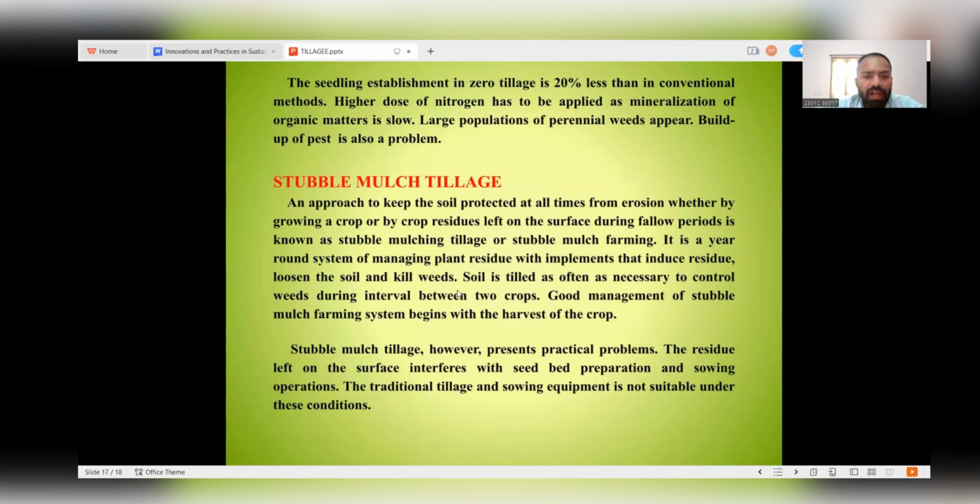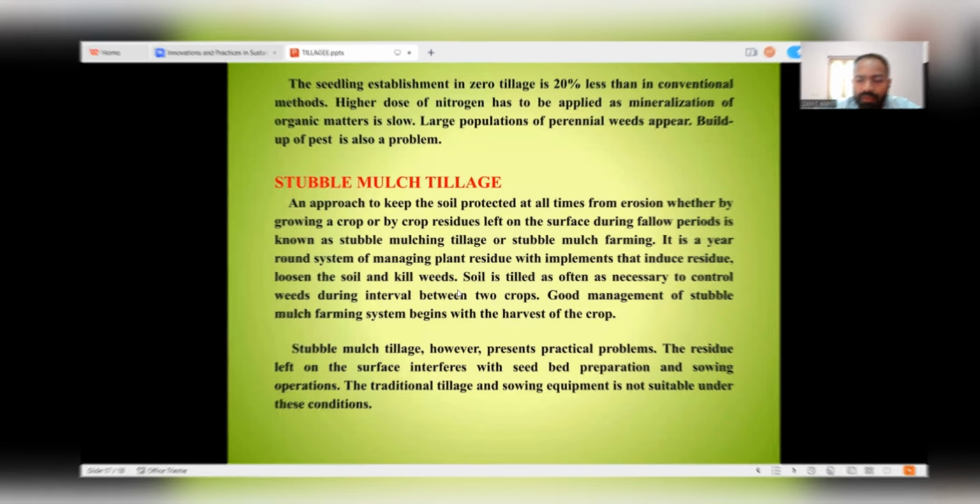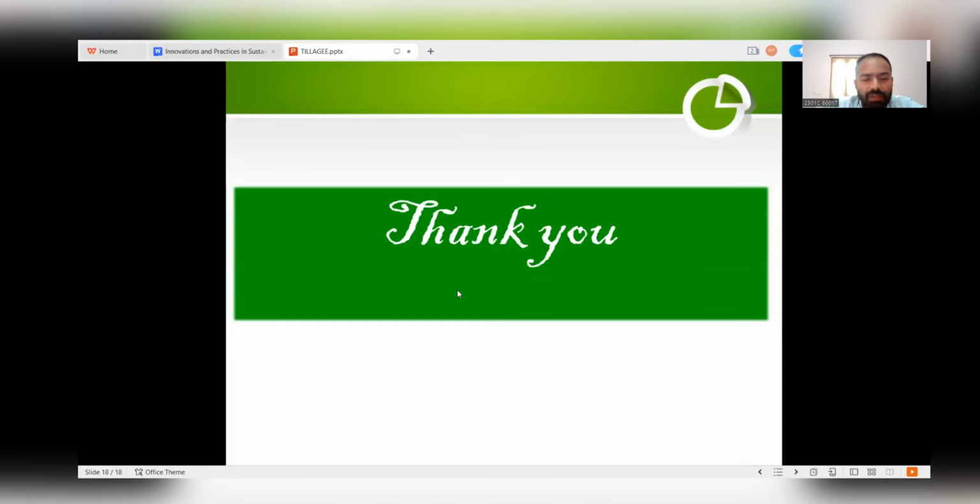Stubble mulch tillage, however, presents practical problems. The residues left on the surface interfere with seedbed preparation and sowing operations. Traditional tillage and sowing equipment is not suitable under this condition. It has one disadvantage: it will interfere with your operations. Moving on to the next. Thank you.